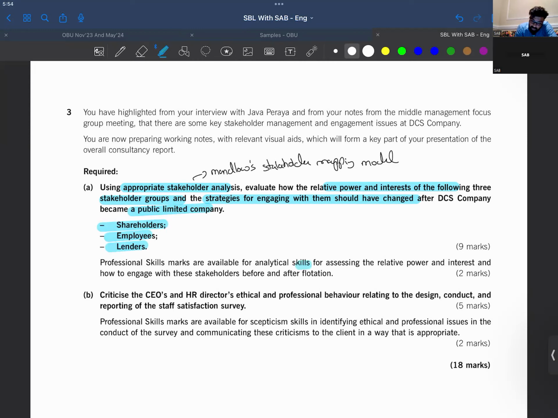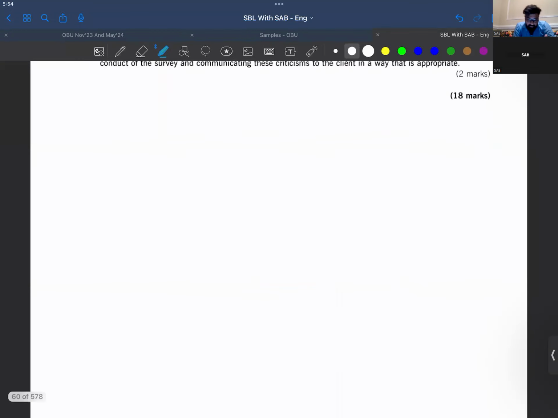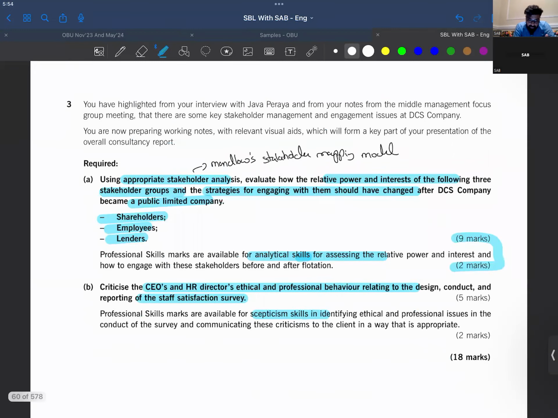Professional marks are available for analytical skills. Processing power and interest, right? And 11 marks, so approximately 7 points. Criticize the CEO's and HR director's ethical and professional behavior relating to the design, conduct, and reporting of the staff satisfaction survey and skepticism. They have, I guess, misconducted a survey for which the results were disclosed. So you have to criticize them.